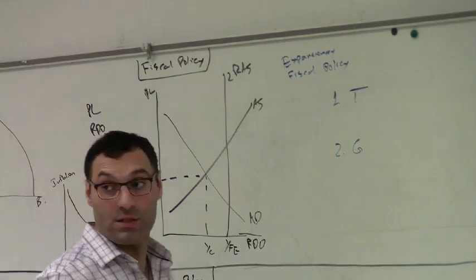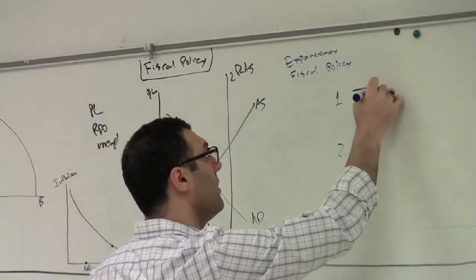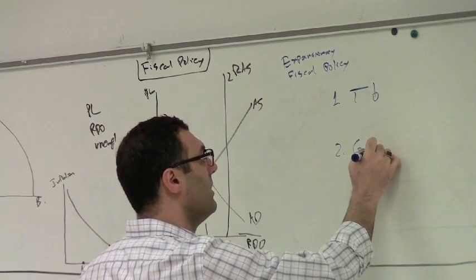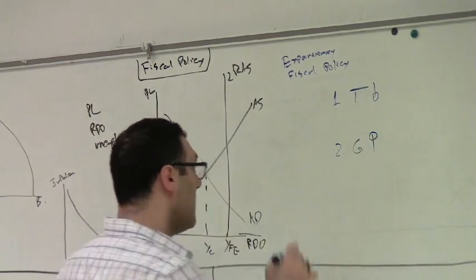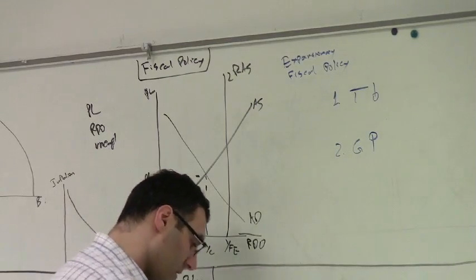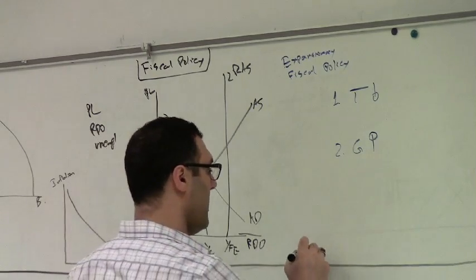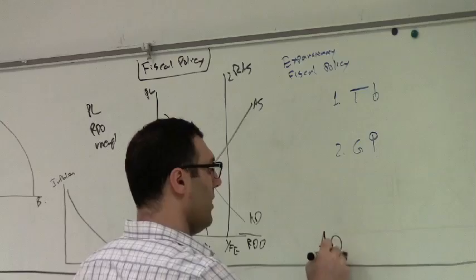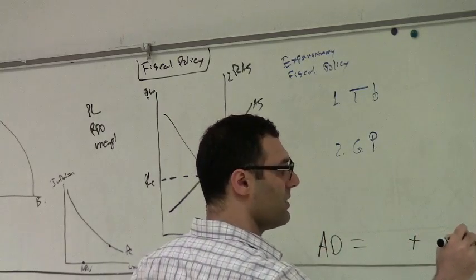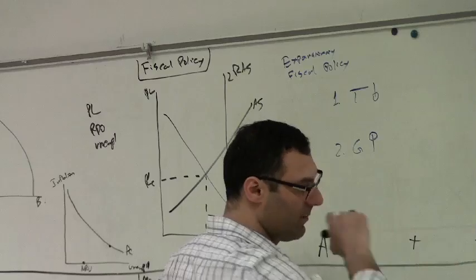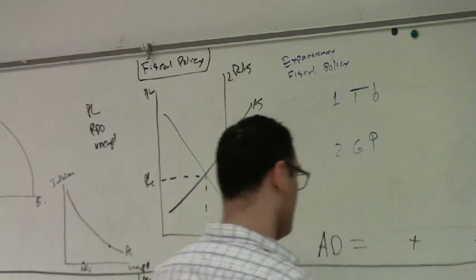So what are we going to do with taxes? Lower them. And government spending? Increase. Okay, good. Now this is going to affect aggregate demand. And we're going to write out the formula for aggregate demand. So aggregate demand equals consumption plus investment plus government purchases plus net exports.